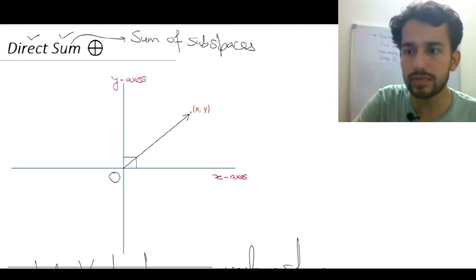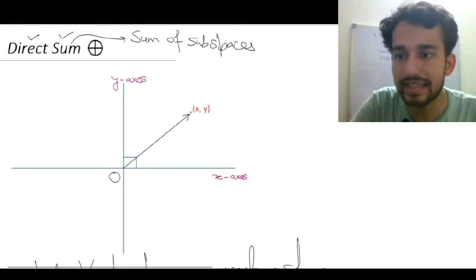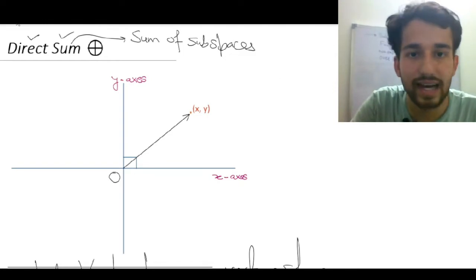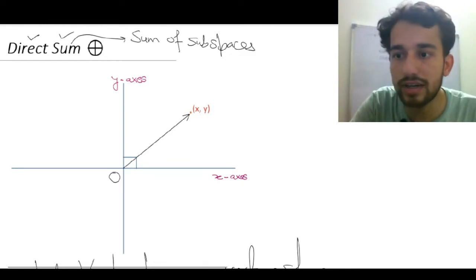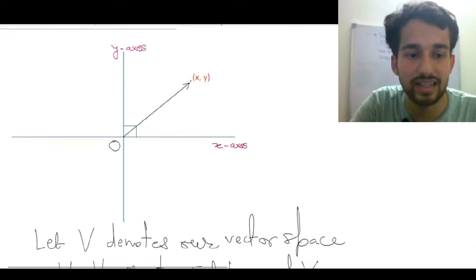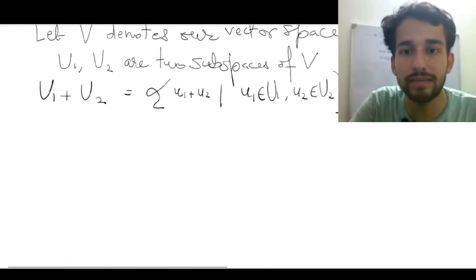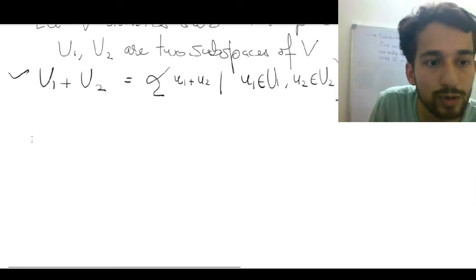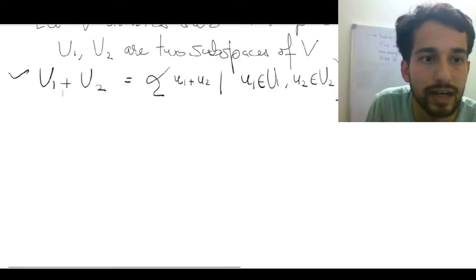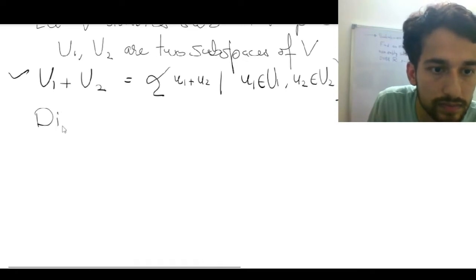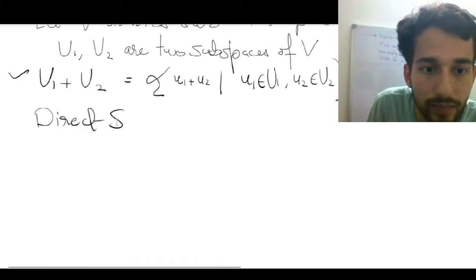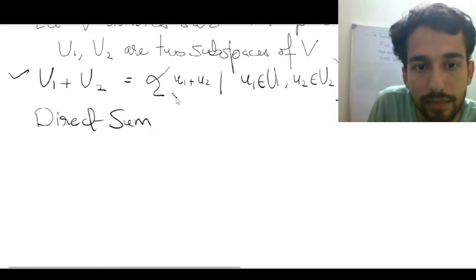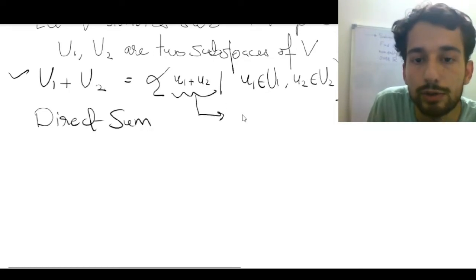Now I'm interested in studying the direct sum. This direct sum is again a particular kind of sum of the given subspaces, but there is a condition which we impose in addition to this to get the concept of direct sum. Now what is the condition? That this representation should be unique.